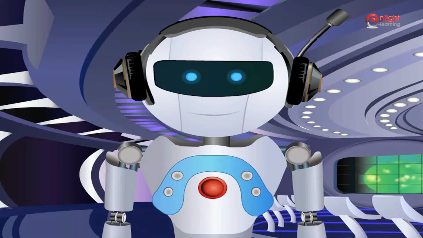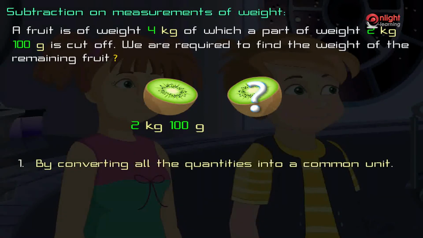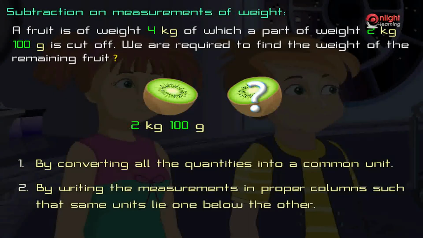Subtraction and measurement of weights is also done in a similar way as addition. It can also be solved by both the methods. One method is by converting all the quantities into a common unit. The other method is by writing the measurements in proper columns such that the same units lie one below the other. Let us first employ the method of expressing in common units to solve this problem.